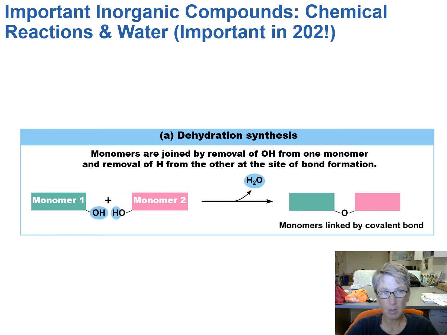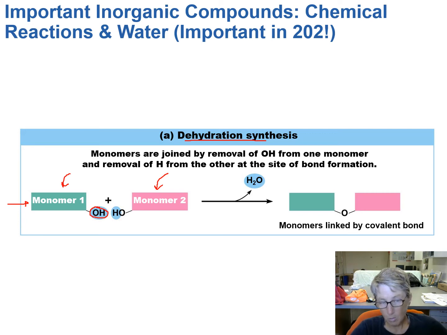The opposite of a hydrolysis reaction is a dehydration synthesis. So check it out. Same thing. This could be a protein or a carbohydrate. You've got a long string of monomers. It's called a polymer. But this is not a polymer though. This is a single monomer on this side. Here's a single monomer on the reactant side. But look, on the tail end of this monomer 1 is an OH.